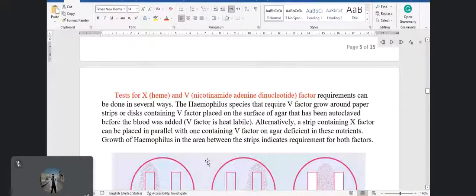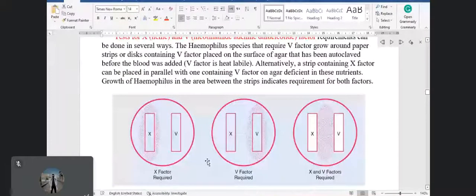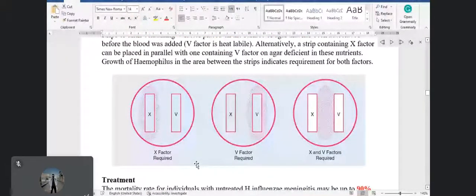To distinguish H. influenzae from the other non-typable microorganisms or other microorganisms, we can do the XV test. We take the chocolate agar or blood agar and place two strips on it, one with the X factor and the other with the V factor. Certain microorganisms will grow around the X factor, others around the V factor, but H. influenzae will grow in between them because they require both of these factors to grow. As I stated, it is responsible for 90% mortality of meningitis. It is highly susceptible to penicillin.